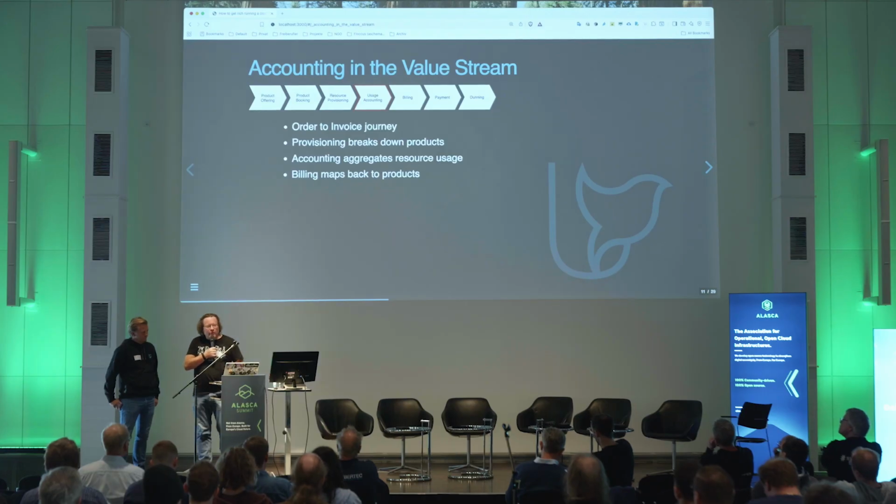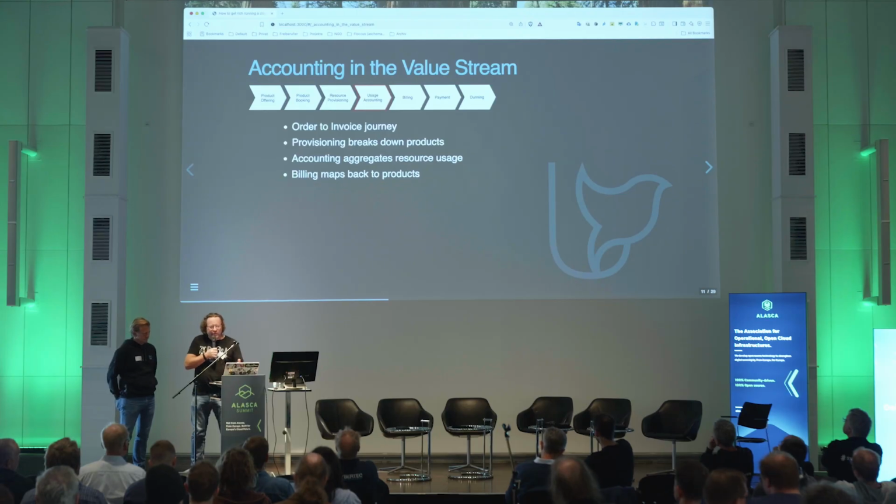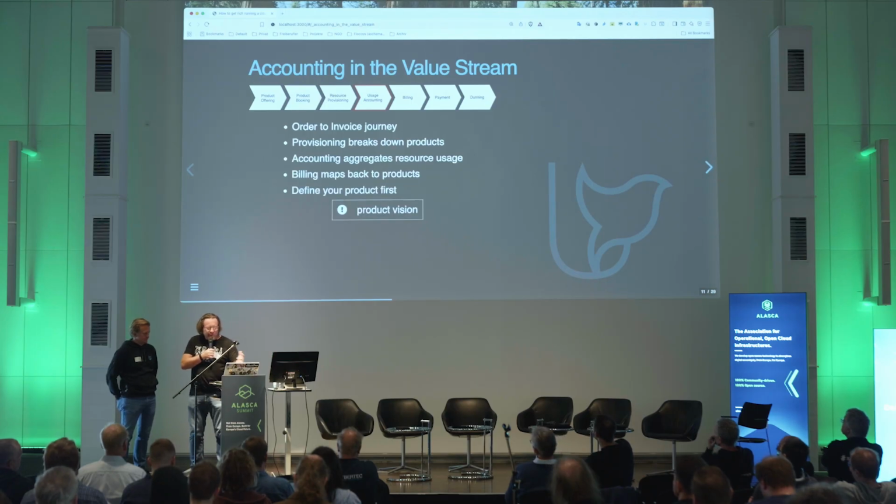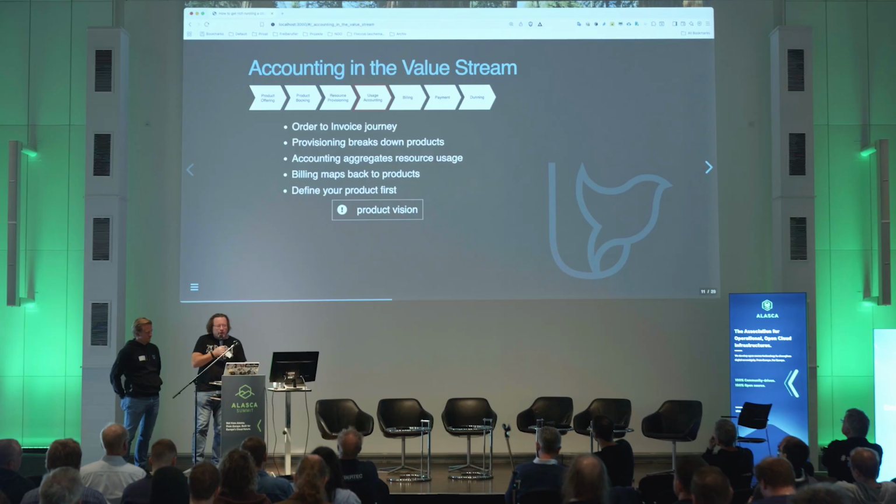and have some billing in the end which maps back to the product, because customers are usually billed for the products they bought, and sometimes it's a one-to-one mapping to resources, but in some cases, if you have bought a service like Kubernetes as a service or database as a service, you are not interested so much in the breakdown of the infrastructure, but you want to get a bill covering the product. And this is one of the key takeaways for me.